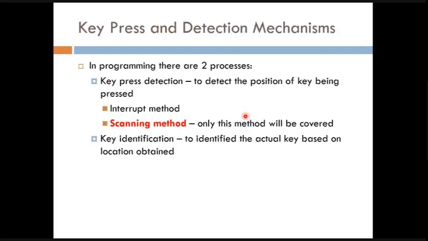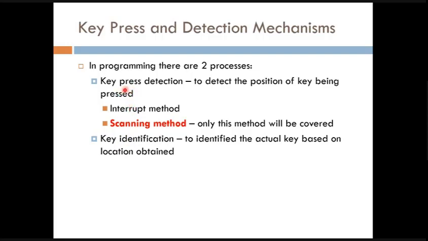So there are two types of programming to interface with a keypad. The first one is key press detection. This is a method where we use it to detect the position of the key being pressed. Okay? The first process, and then after the first process is completed, you go for the second one, the identification of the key coming from the first process.